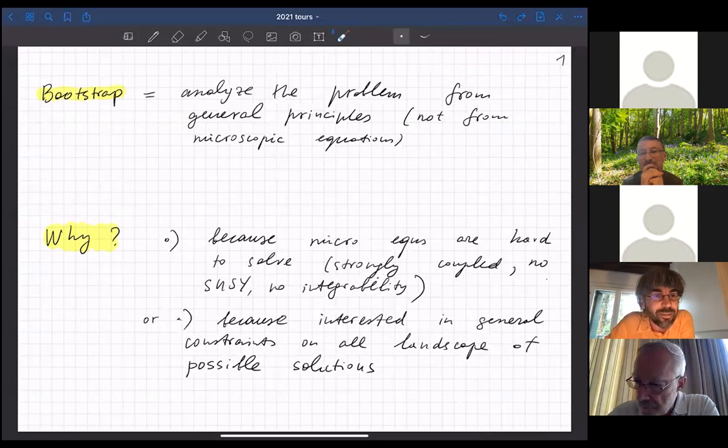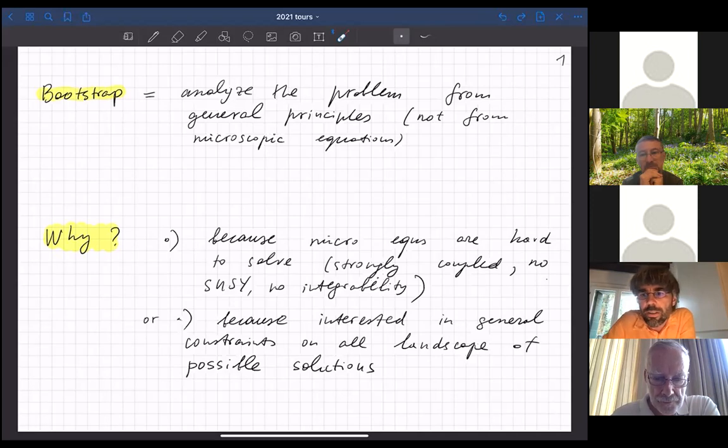So what is the Bootstrap? The Bootstrap philosophy is that we analyze a problem in theoretical physics, not from some microscopic equations, but from trying to distill some general principles and trying to apply those principles. And why would you be interested in doing such a thing if you know what the microscopic equations are?